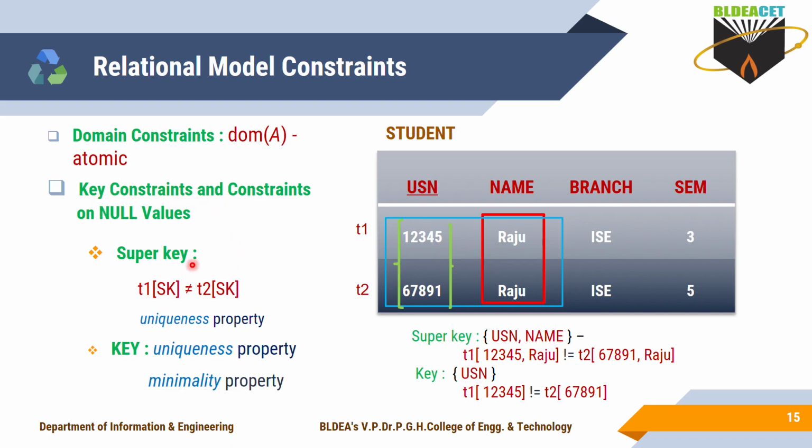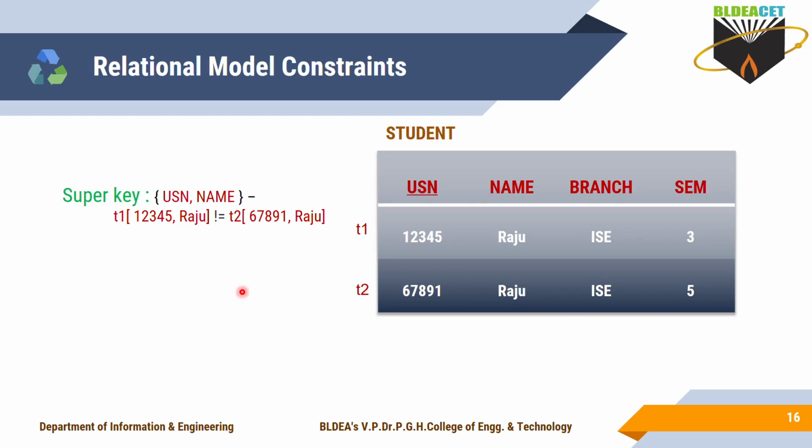What do key constraints mean? In the key constraint, first it comes with the super key. If it holds the uniqueness property, then we call that a super key. If it holds both the uniqueness property and the minimality property, then we call such attributes a key constraint. For that, in the last video, I already demonstrated with this example. Next we'll go for some more constraints that come under this.